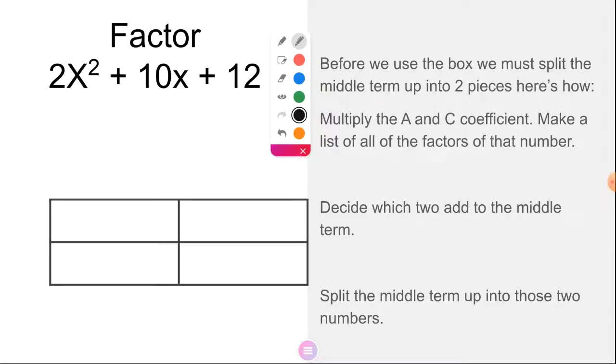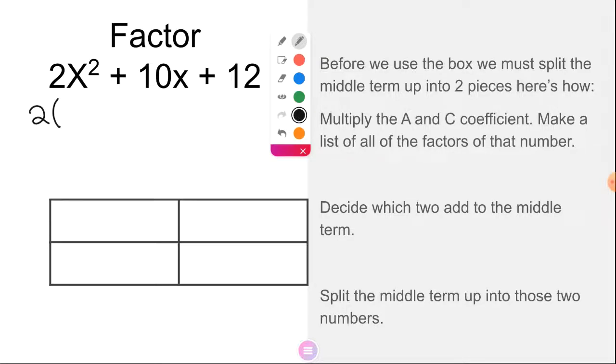Last example. Sometimes before we're able to factor, we need to make sure to look for that greatest common factor. I know that's a big thing that gets skipped, so we need to be careful with that. So if you notice 2x squared plus 10x plus 12, all of the terms are even, which means that 2 goes into all of them. So I'm going to start by factoring out a 2.